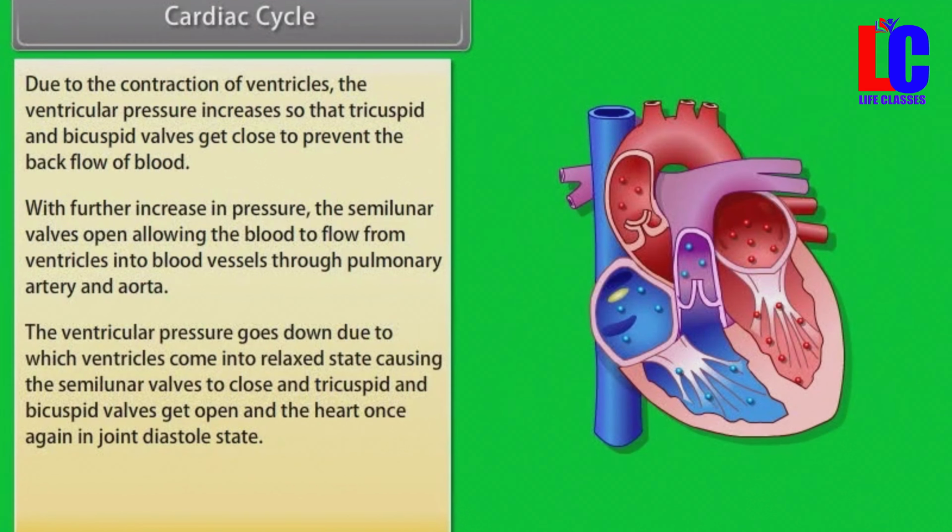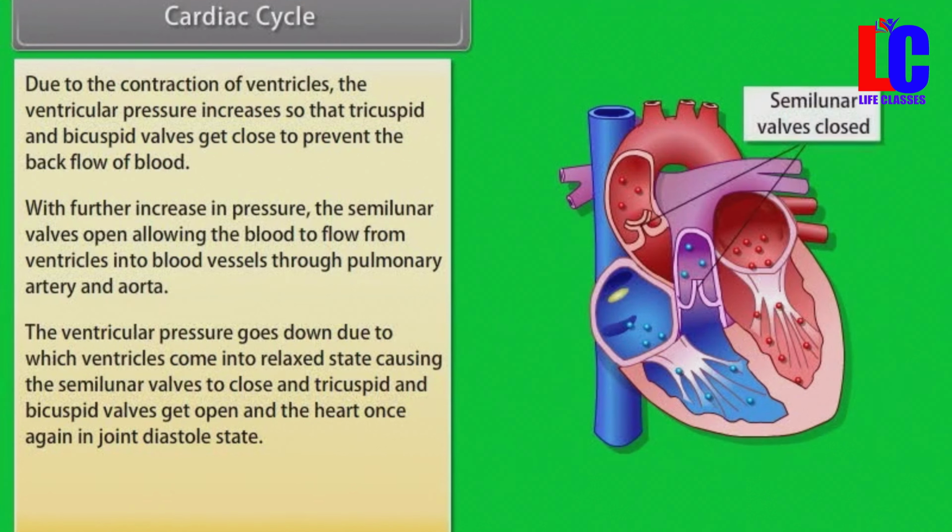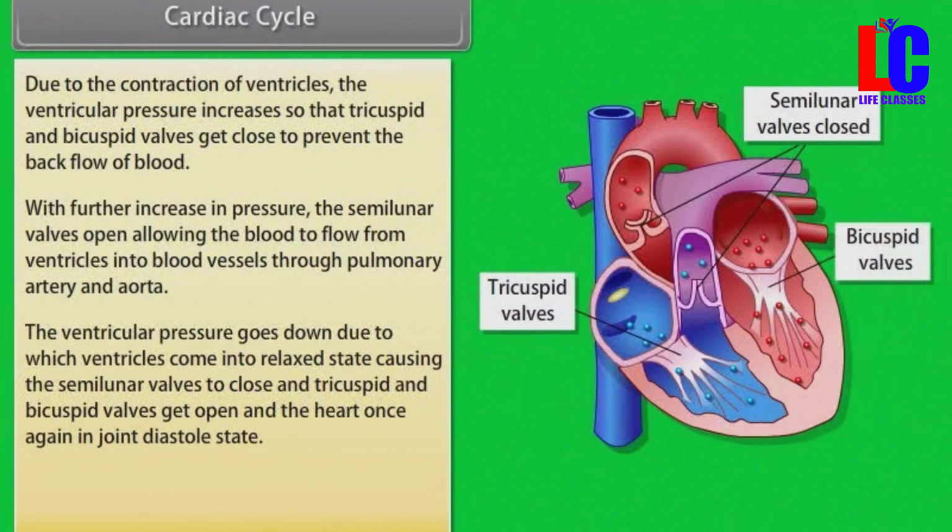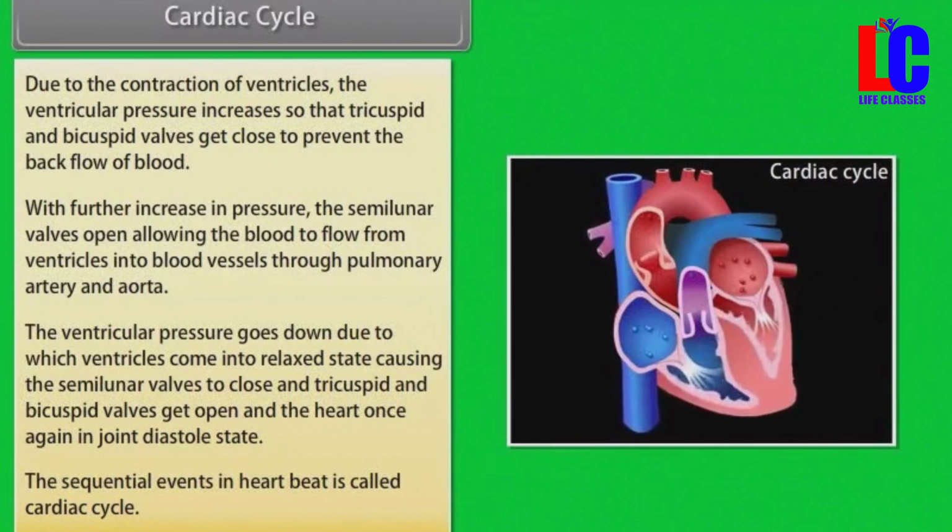The ventricular pressure goes down, due to which ventricles come into relaxed state, causing the semilunar valves to close and tricuspid and bicuspid valves to open, and the heart once again is in joint diastole state. The sequential events in a heartbeat are called the cardiac cycle.